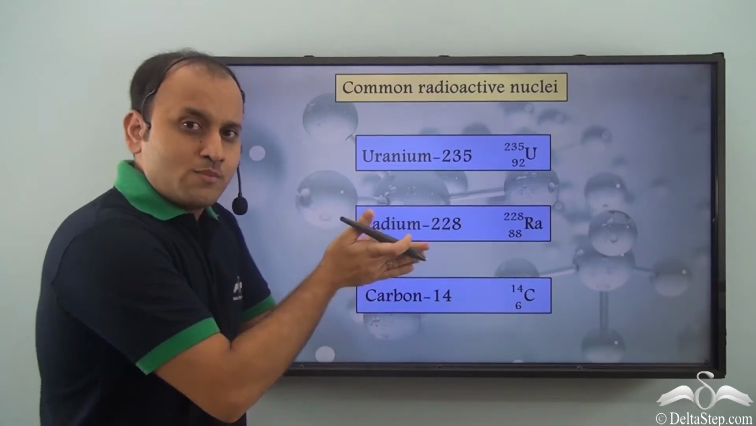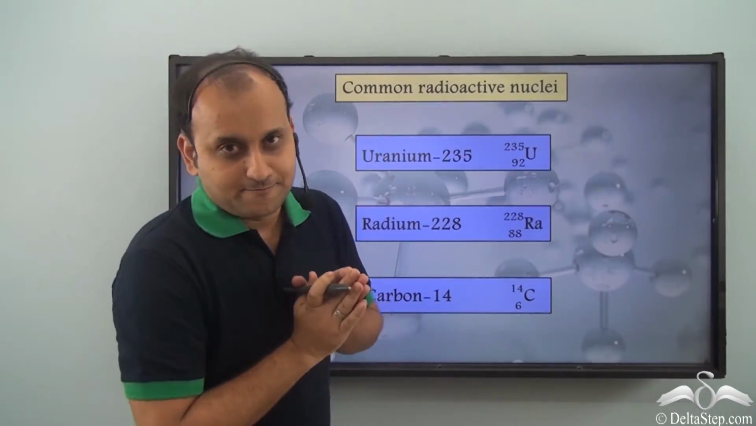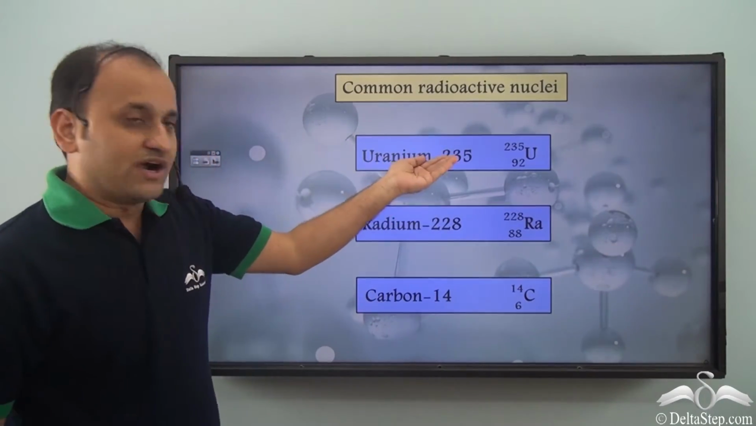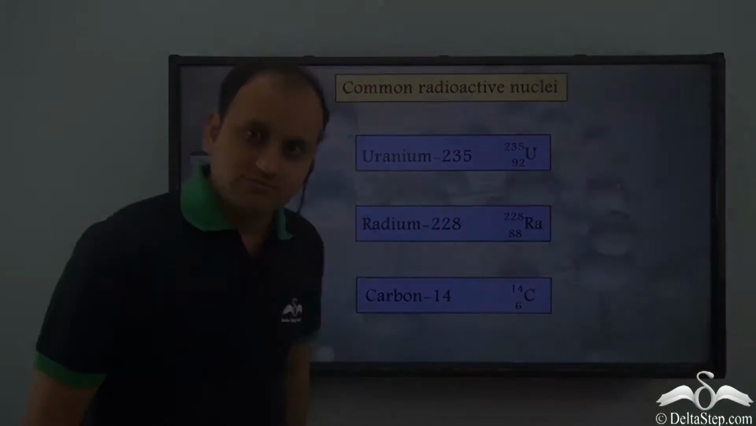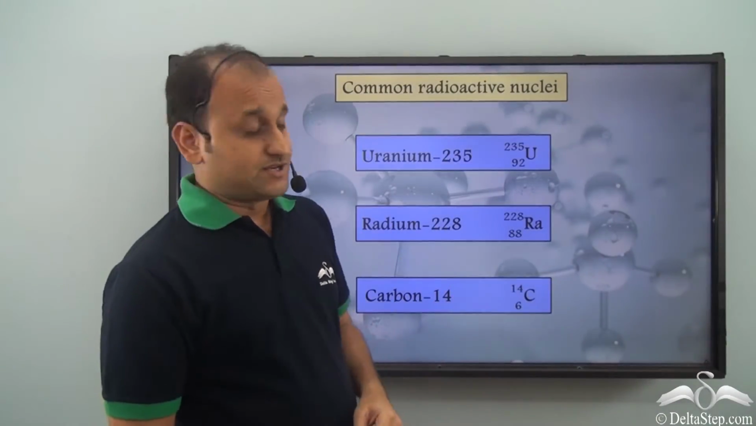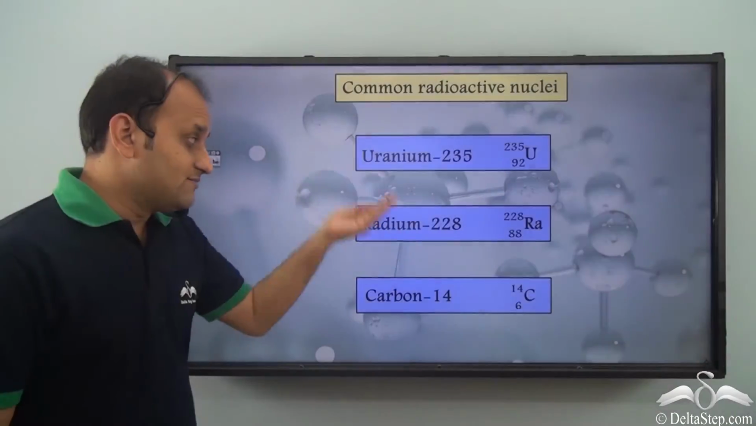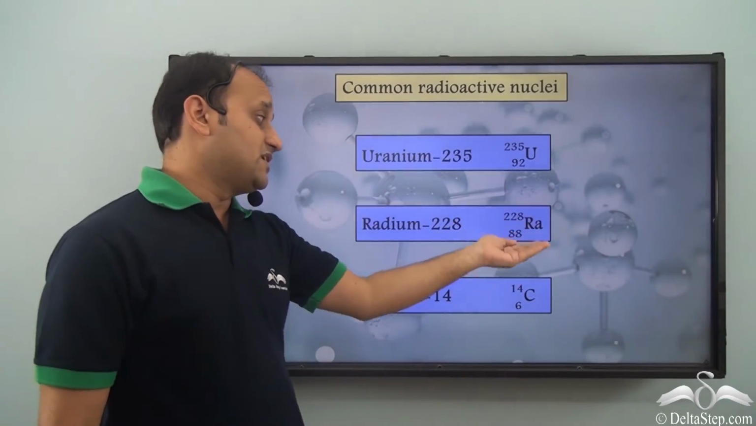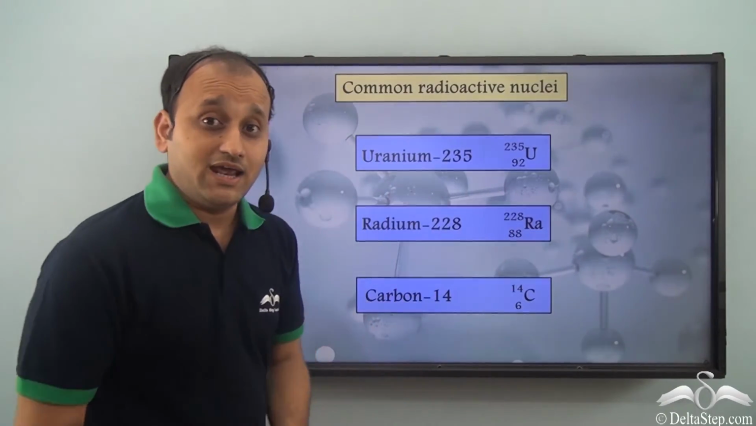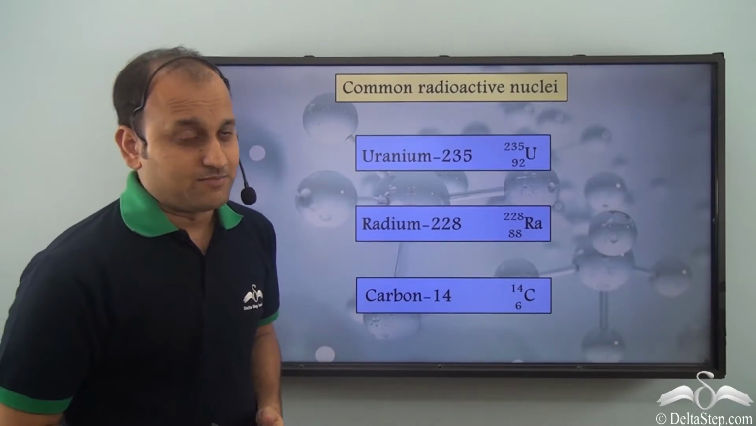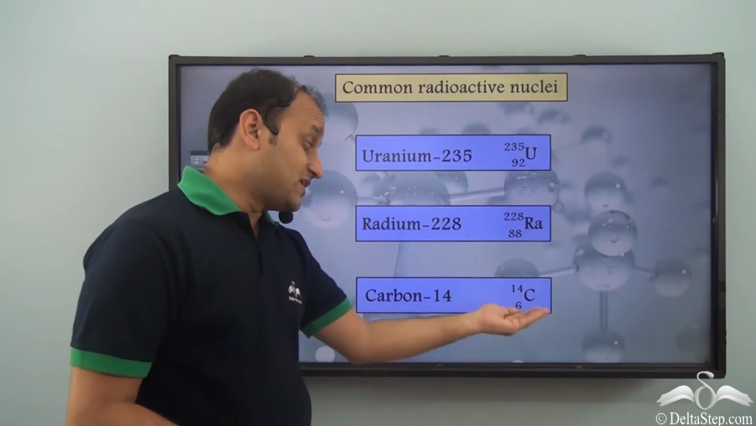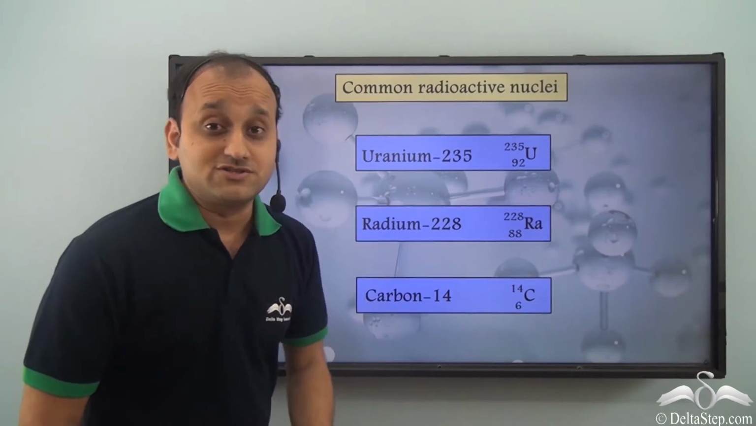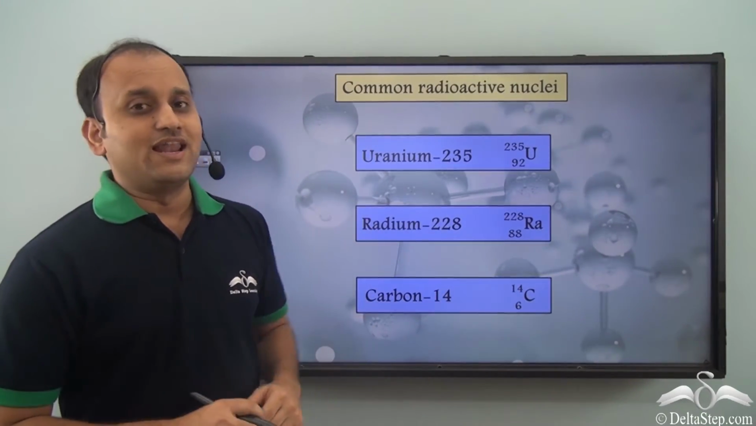Now what are some common radioactive nuclei? Uranium-235 with an atomic number of 92 is a radioactive element. Similarly, radium-228 with an atomic number of 88 is again a radioactive element. Also, carbon-14 with an atomic number of 6 is also a radioactive element.